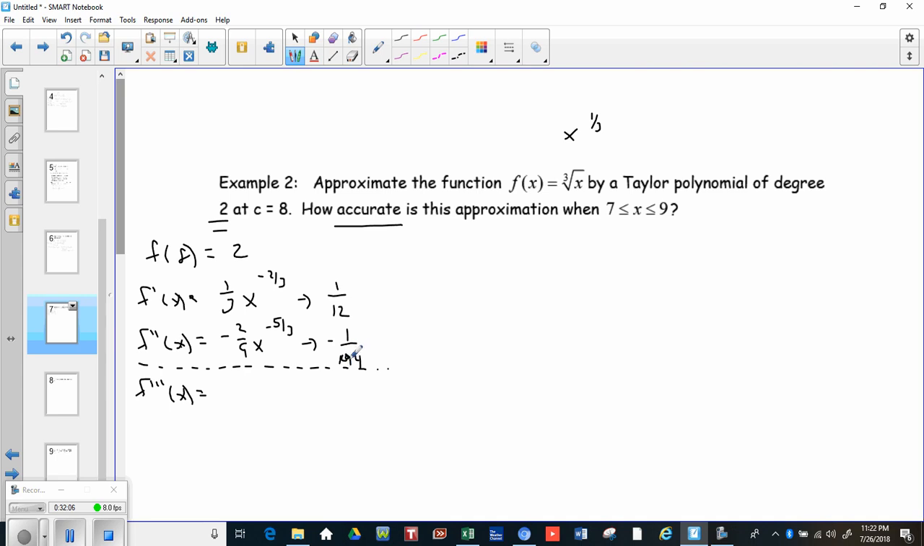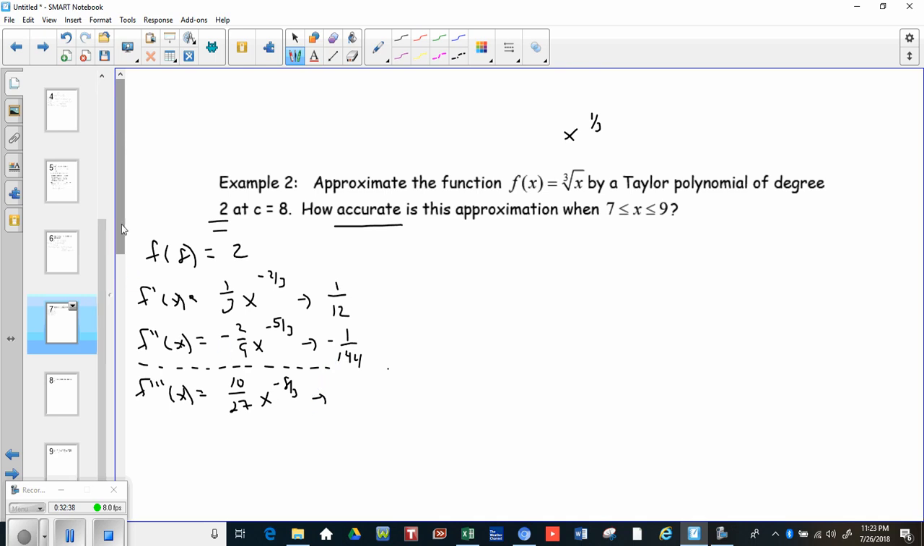That's a 4 here, by the way, 144. Let me erase that. There we go. All right, so our third derivative, multiplying these two things, is 10 over 27 x to the negative 8/3. And actually, I don't even need to evaluate this right now. Good, because it's not part of the polynomial.